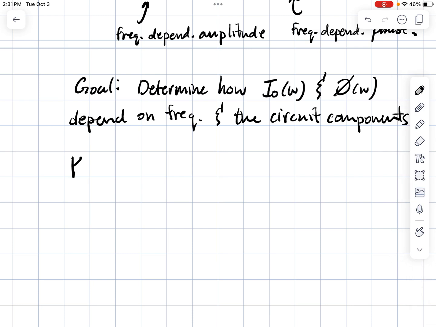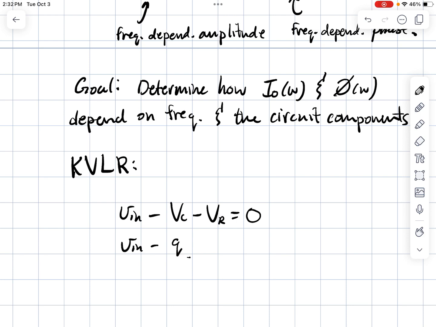So the Kirchhoff voltage loop rule requires that Vn supplied by the generator, minus the voltage lost across the capacitor, minus the voltage lost across the resistor, have to total 0. But we know that the voltage across the capacitor is equal to charge divided by C, and the voltage across the resistor is I times R. And so those have to be 0.